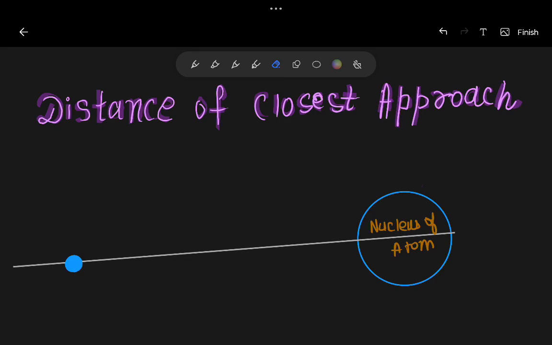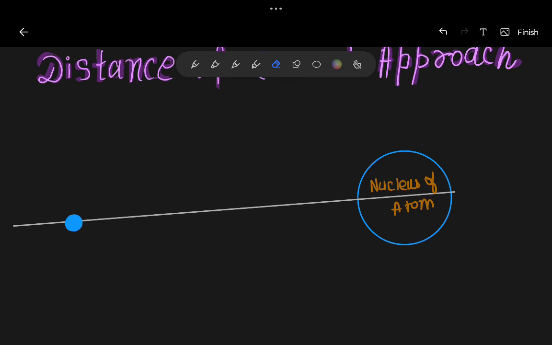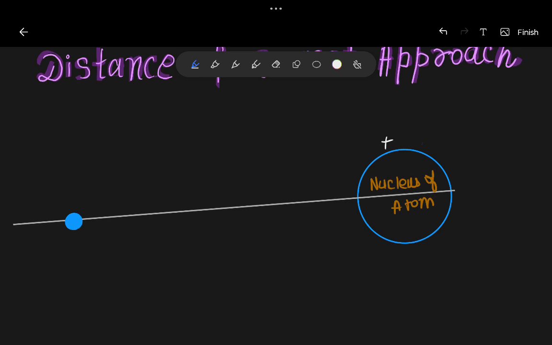Hi everyone, so we're going to talk about distance of closest approach. So here we go. This is a nucleus, as you can see, the nucleus of an atom. Let us say it has charge over it. It is positively charged. As you know, this is the nucleus, right? So it would be positively charged.